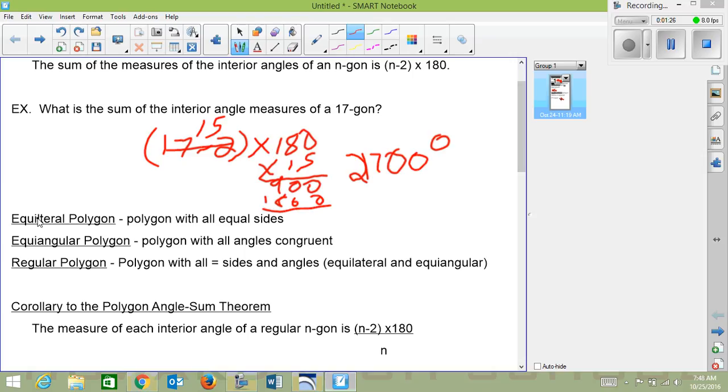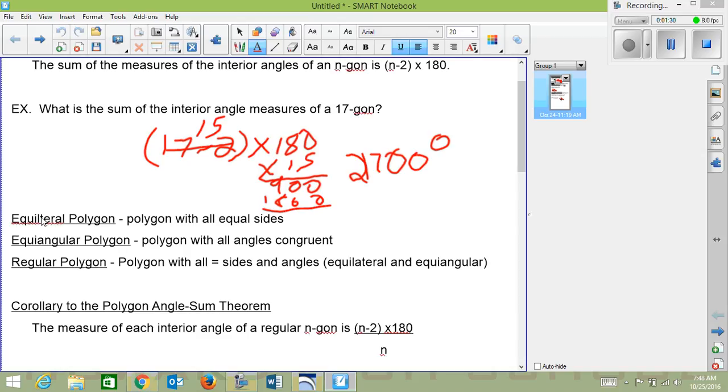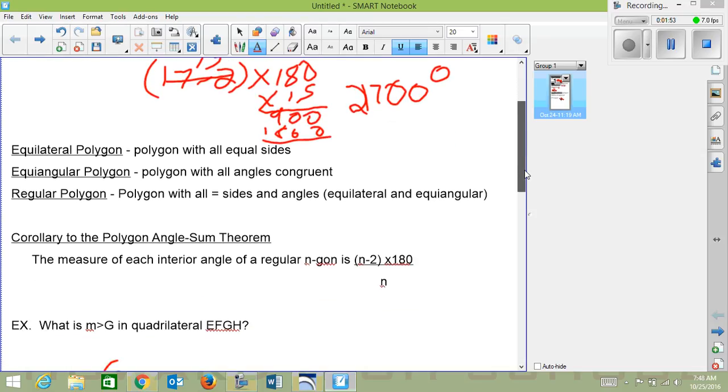Equilateral polygon, polygon with all equal sides. Equiangular polygon is a polygon with all angles congruent. So a regular polygon is a polygon with all equal sides and angles. So it is both equilateral and equiangular. Some of these words we should have heard previously.